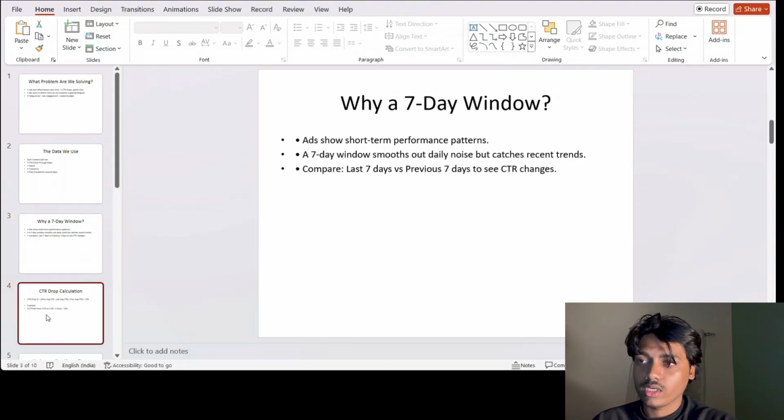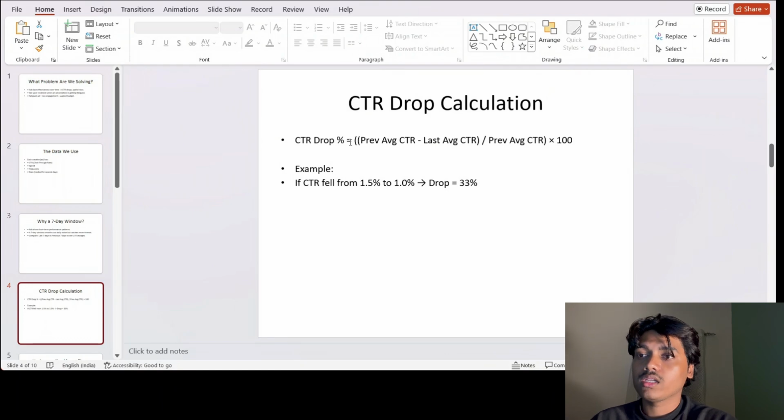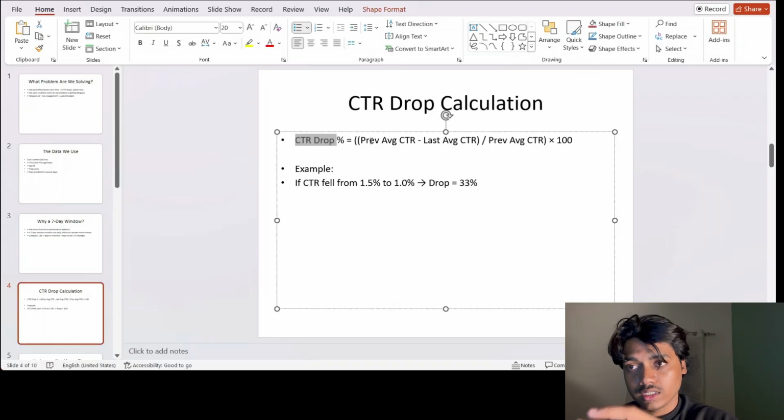So how are we calculating the CTR drop? We calculate the average of the previous CTR, then that average minus the last average CTR, divided by the previous average CTR, times 100. So it gives us the CTR drop percentage. For example, if CTR fell from 1.5% to 1%, then it is a drop of 33% during the week period.